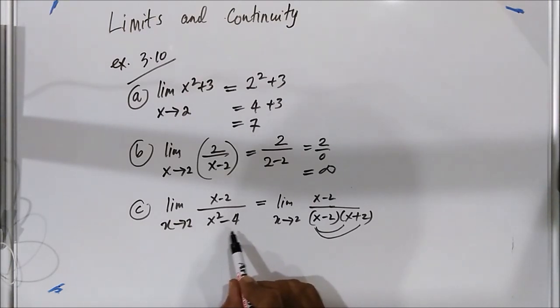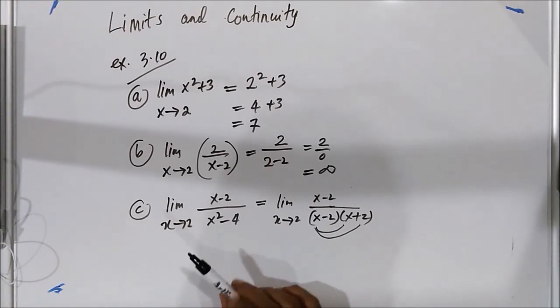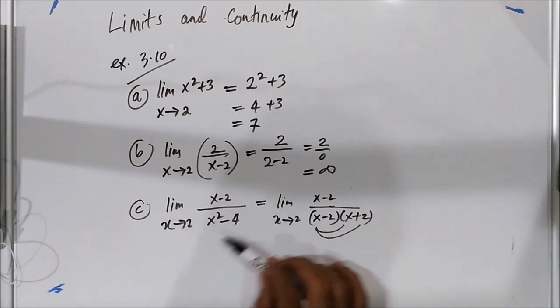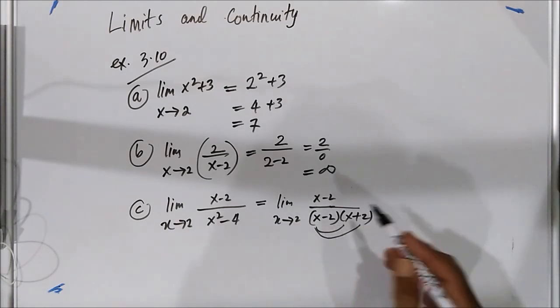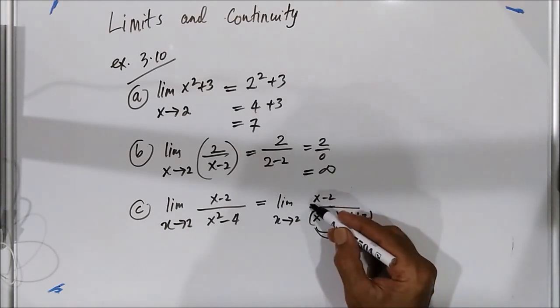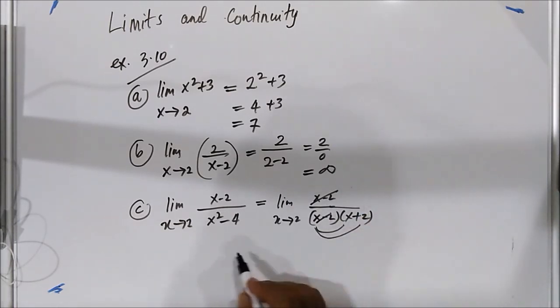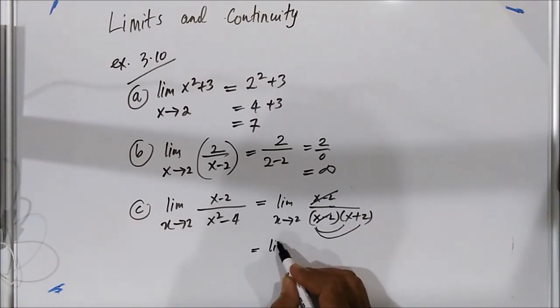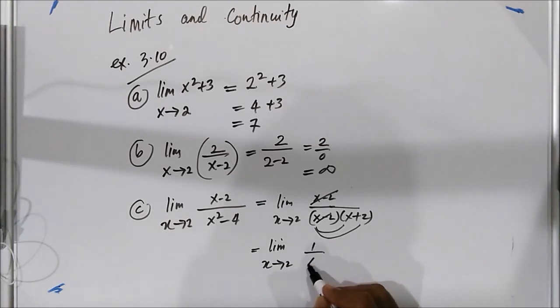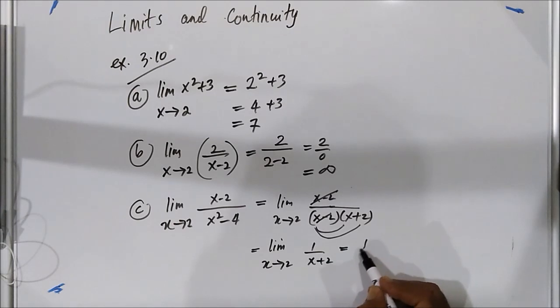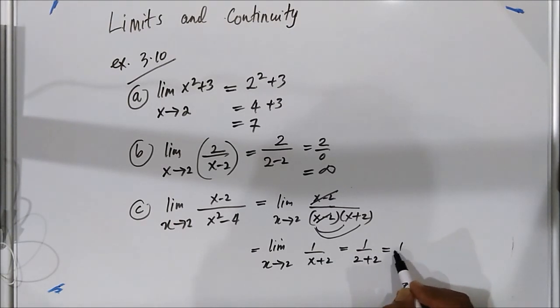So this is quite tricky. It's a rational function. If you find this type of function, you have to solve it like this. Now this can be cancelled off. We can cancel off this one and this one. So the limit becomes, as x approaches 2, 1 over x plus 2. Then if I substitute 2 into this function, I get 1 over 2 plus 2, which is 1 over 4.